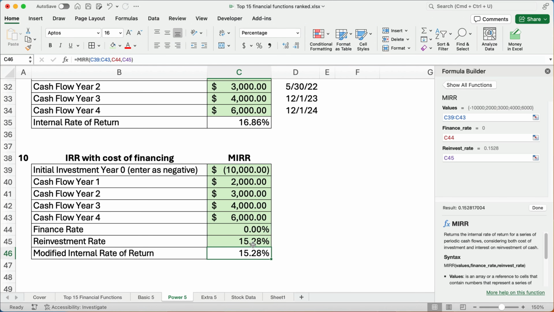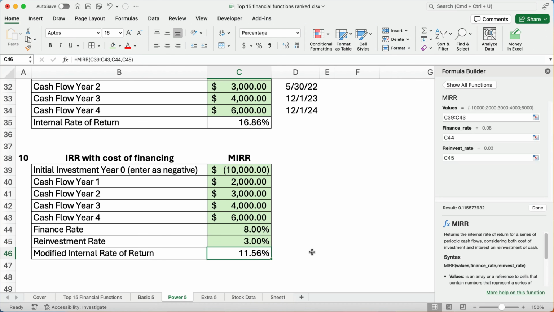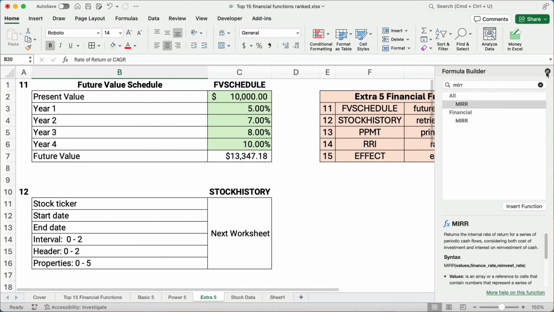Now, one of the challenges with internal rate of return, it assumes that you're reinvesting the cash flows at the IRR, which may or may not be successful here. So let's take the reinvestment rate. Let's say it's only 3%, and let's say our cost of financing is 8%. Then our modified internal rate of return is going to be 11.56. So we can use this with the cost of financing or the cost of reinvesting. All right, we've done our next 5, so let's do our last 5 here.